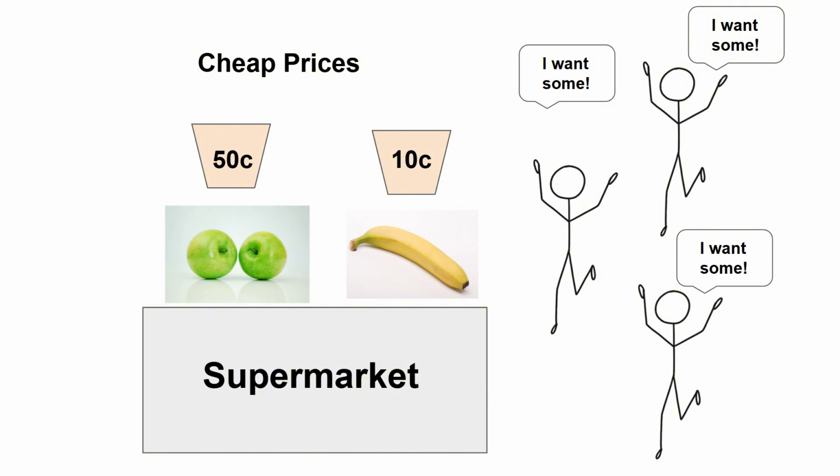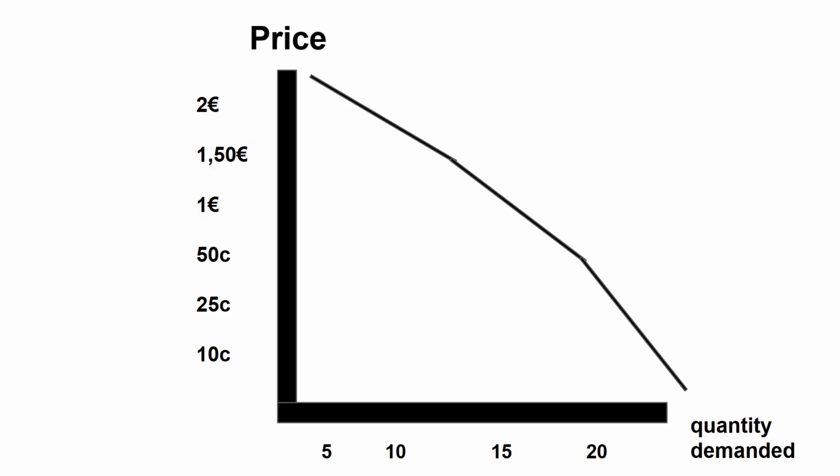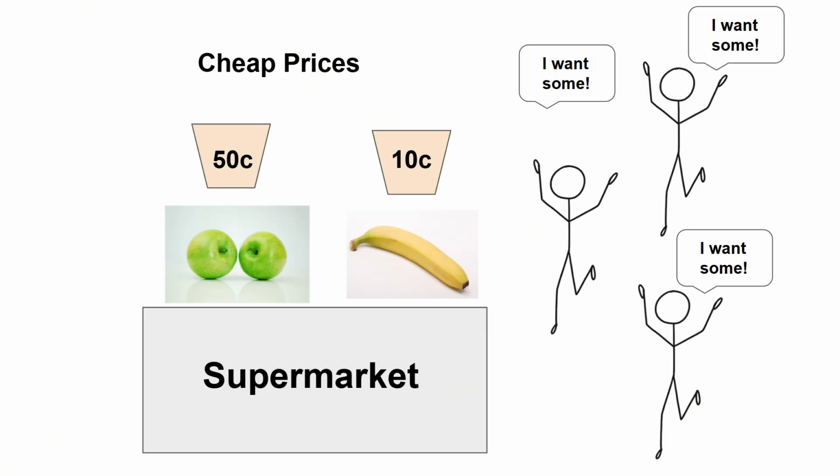Let's start with demand. Imagine a supermarket that sells bananas and apples. Many people want to buy them, but the supermarket doesn't have enough. This situation is called supply and demand. The demand is high because a lot of people want bananas and apples. But the supply is low because the supermarket doesn't have enough for everyone.